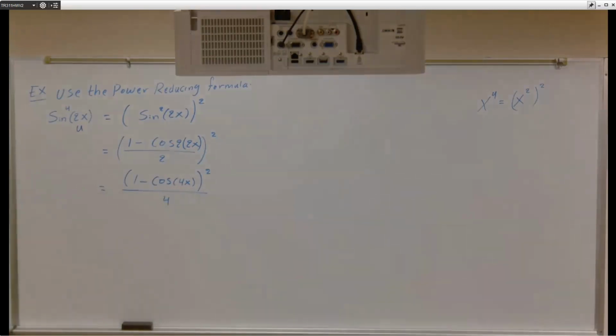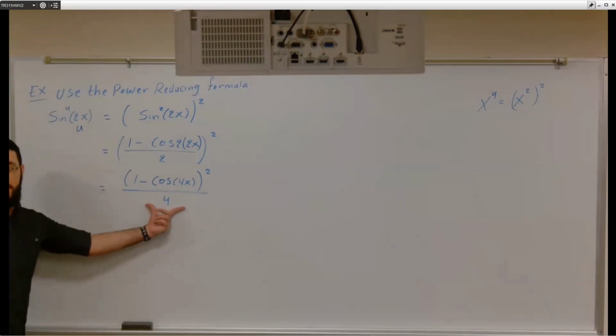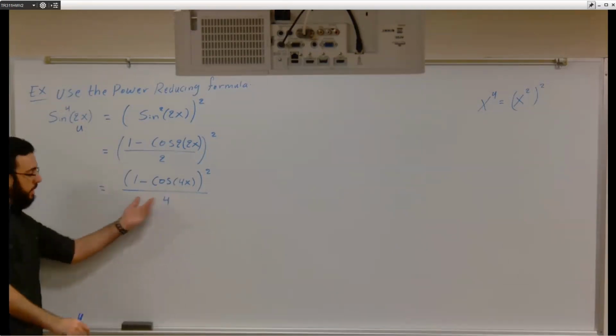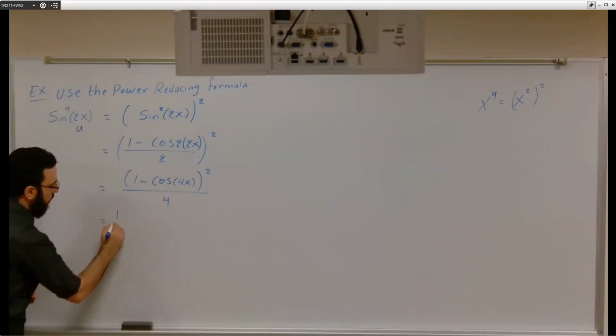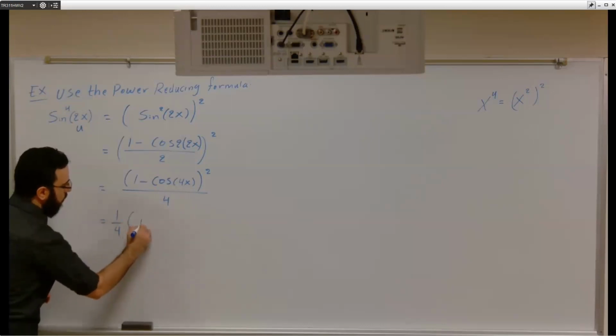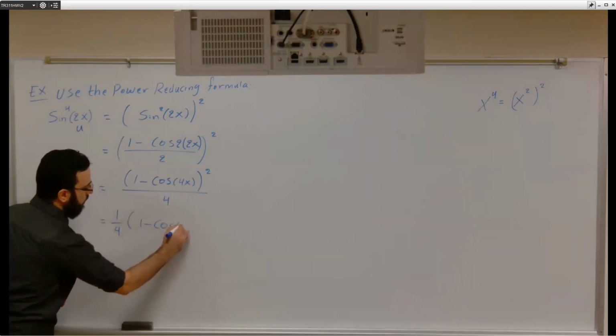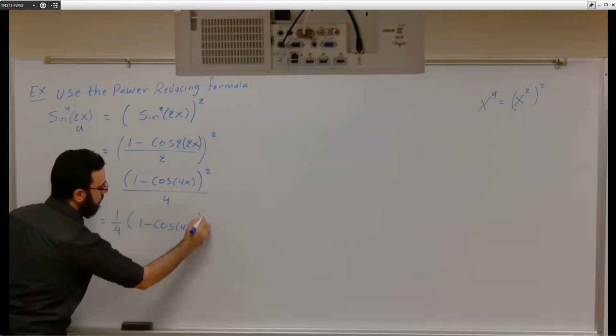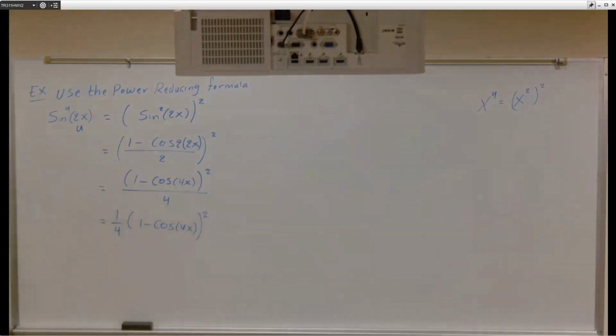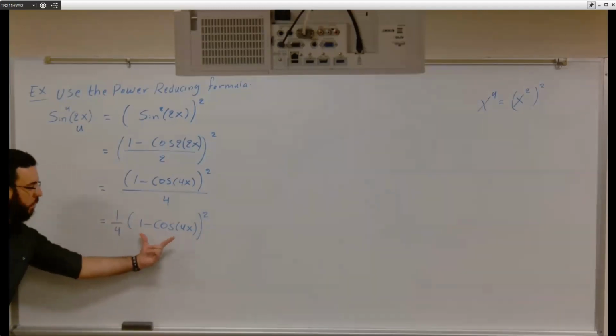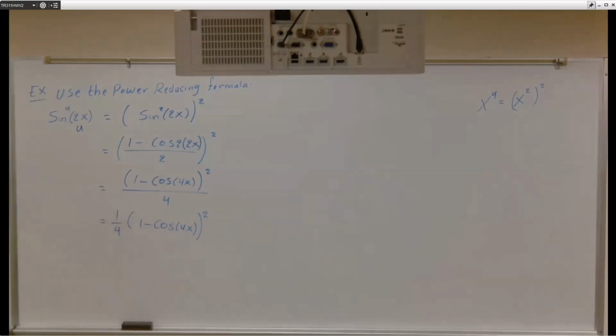Perfect. Now, what's the next step? Don't confuse yourself about this one, the 1 over 4. Just take it out. Is that the same thing? 1 over 4, 1 minus cosine 4x, squared. Yes or no? Now tell me, don't confuse yourself here. 1 over 4. What am I going to do here? 1 minus cosine 4x.